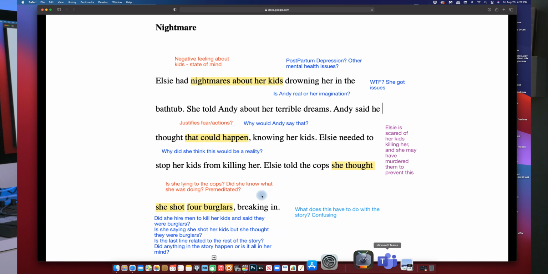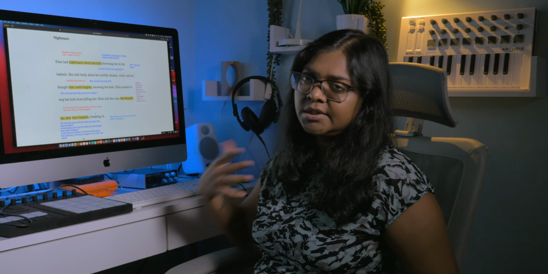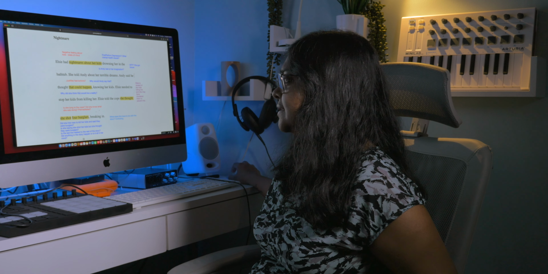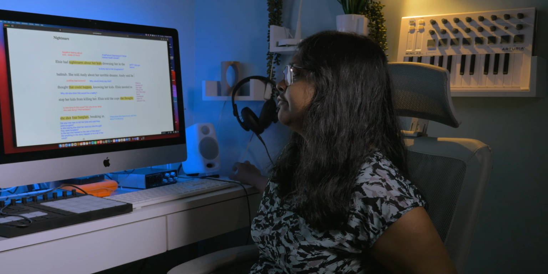And then I have here, what does this have to do with the story? Confusing. So initially when I read the story, I was a tiny bit confused about the last sentence and how it connected to the rest of the story, but analyzing the story helped to give more insight. So this is how annotating a text can be helpful. You want to critically think about the text, not just sit there and read, oh, okay, this is a paragraph about Elsie or her kids or whatever.